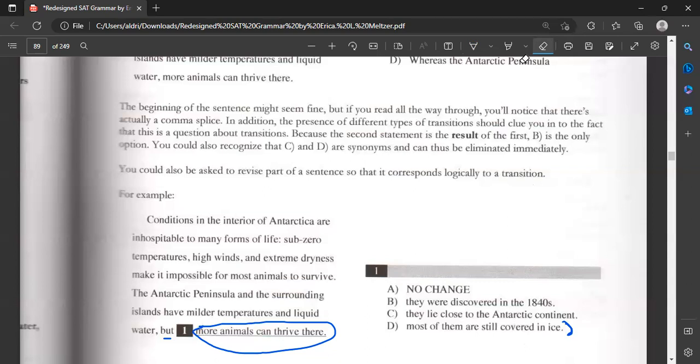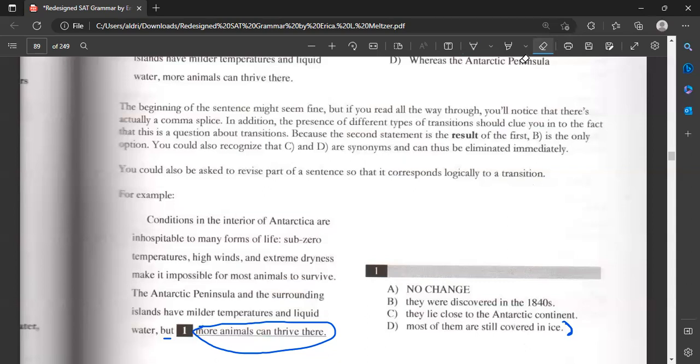B, the answer choice B is irrelevant because it doesn't logically fit and show any good connection or transition, and it doesn't really affect the sentence in any way. If they were discovered in the 1840s, what does that have to do with the Antarctic Peninsula having better conditions? Okay, so C, they lie close to the Antarctic continent.